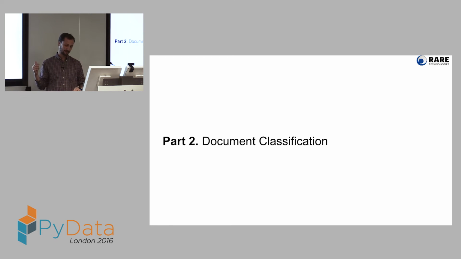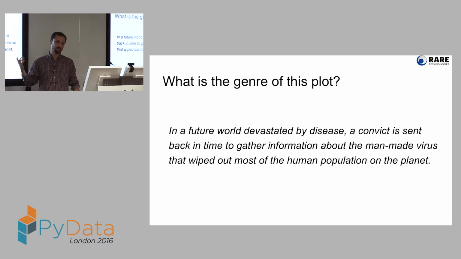So this is part 2, something practical. This is a document classification task. We'll have some movie plots, and we will need to classify them. First, I want to see how good humans are at this task, if we can beat human evaluation. So this is a movie plot, part of our data set.